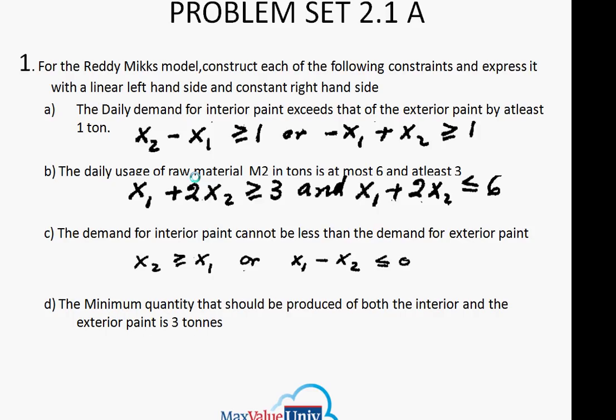Part C, the demand for interior paint cannot be less than the demand for exterior paint. So we have x2 greater than or equal to x1, or x1 minus x2 less than or equal to 0. Finally, the last part, the minimum quantity that should be produced of both the interior and exterior paint is 3 tons. We can represent it by the equation x1 plus x2 greater than or equal to 3.